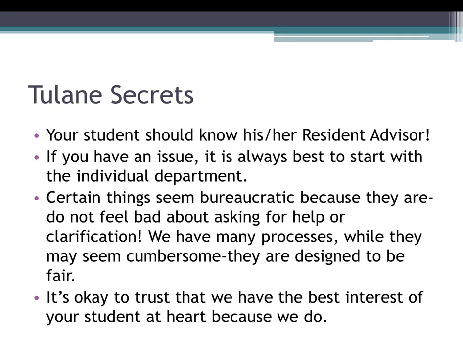Certain things are going to seem bureaucratic because they are. So please do not feel bad about asking for help or clarification with these processes. There's a lot of process at the university. The purpose of that is to make sure that we're being fair. We want to make sure that you're getting the help you need at navigating those processes. You can trust that we have the best interest of your student at heart, because we do.